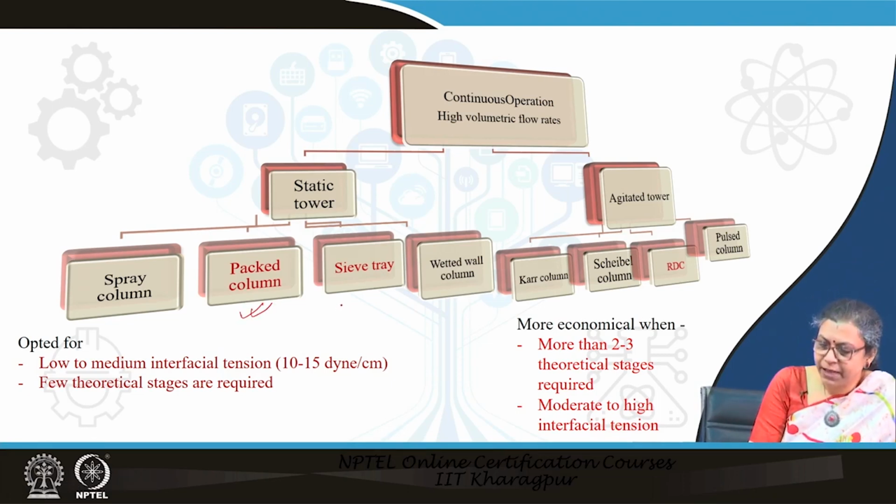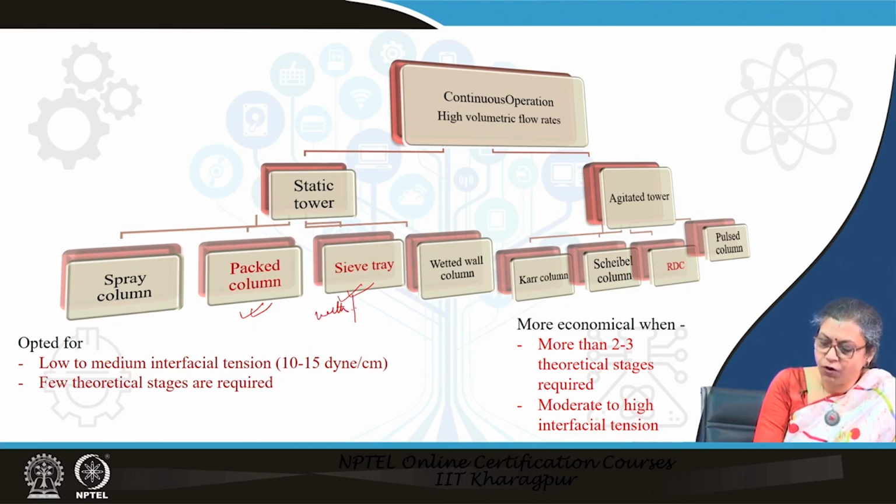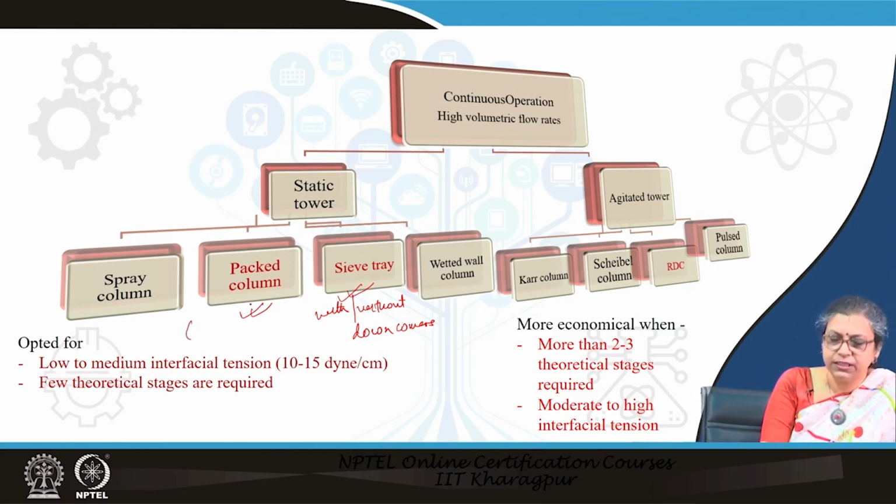In the tray columns, the most common tray column that was used for distillation was the bubble cap column. But in case of extraction, we generally go for the sieve tray, where the sieve tray can be with or without downcomers. We normally do not opt for a bubble cap tray due to its low efficiency and low throughput in case of extraction. Packed column is a very commonly adopted device, and this packed column we adopt either with structured packing or with random packings.